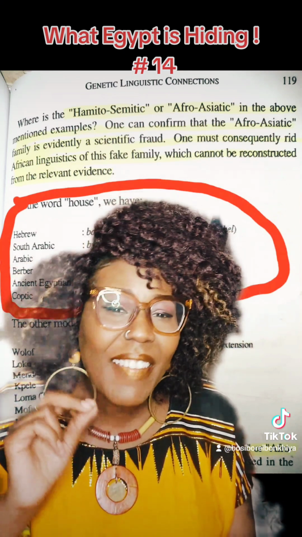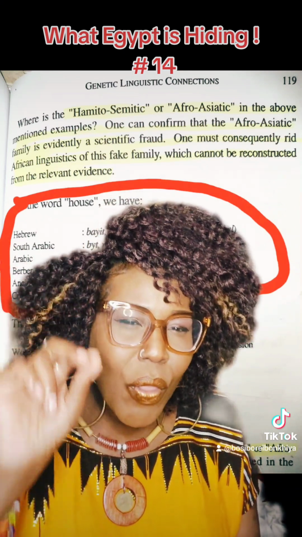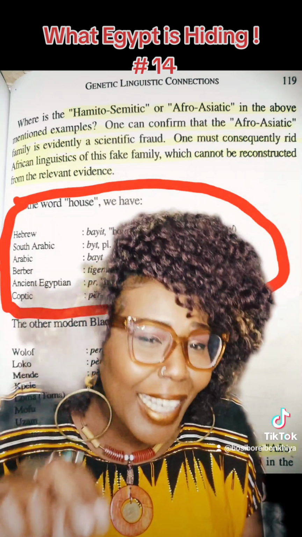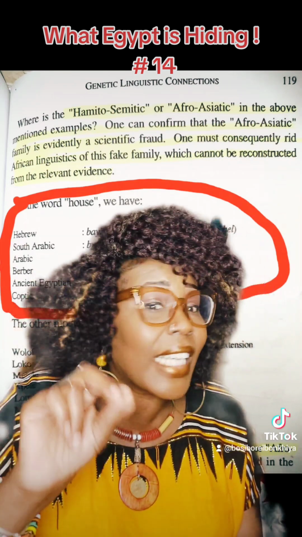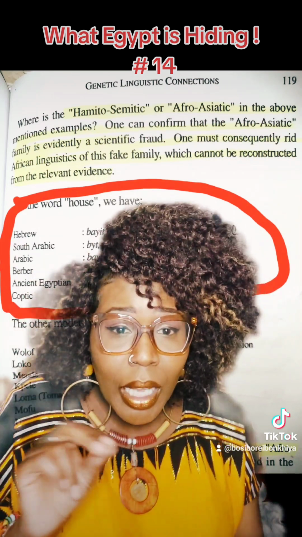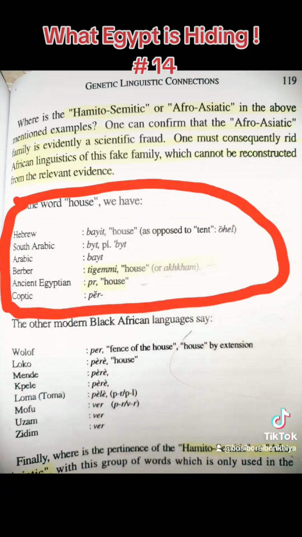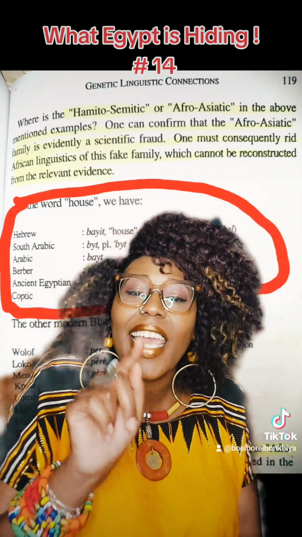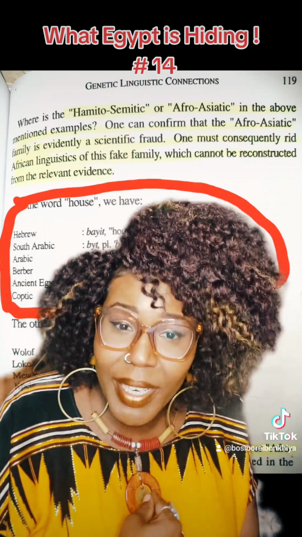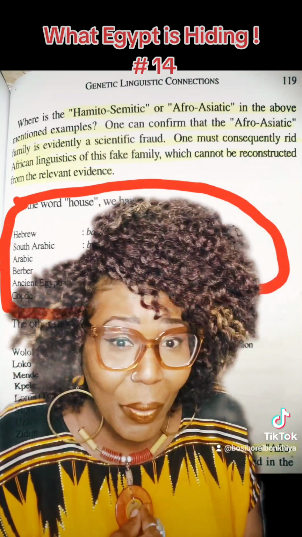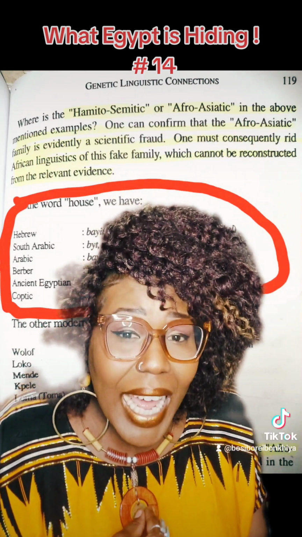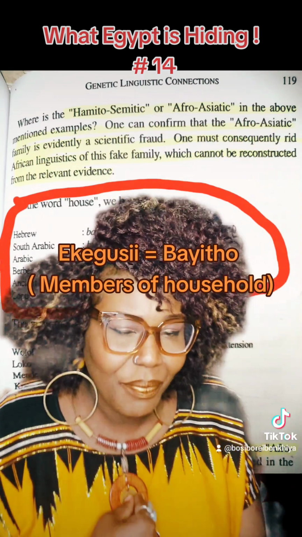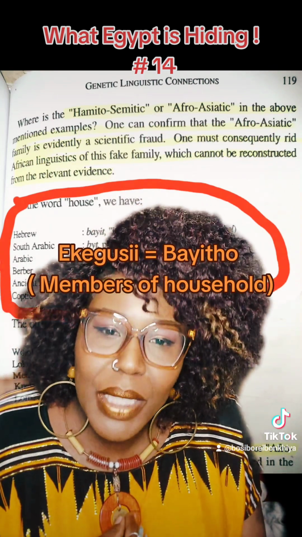Bait. Okay? And this is where you have these descendants of invaders sitting down there and saying it's their culture just because a word like this might be parallel. Now, I have news for you. In Ekegusi Bantu, my own language that I speak, all right, the word bite means what? Members of the household.